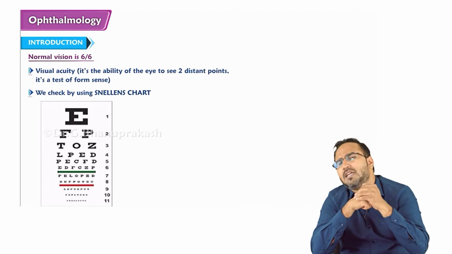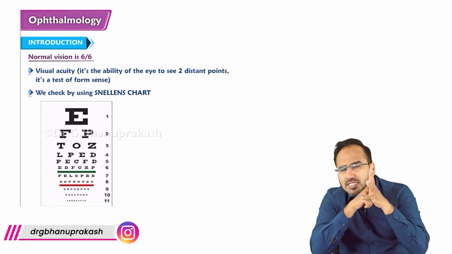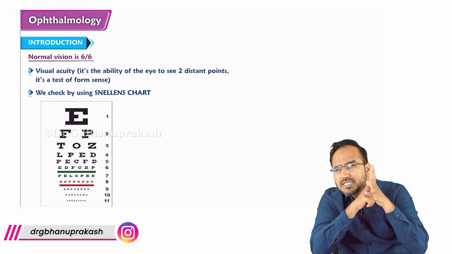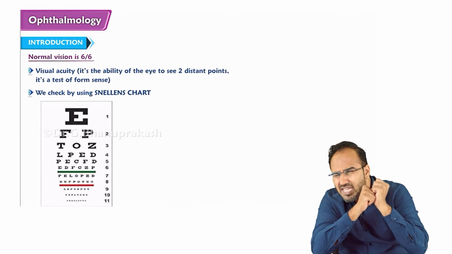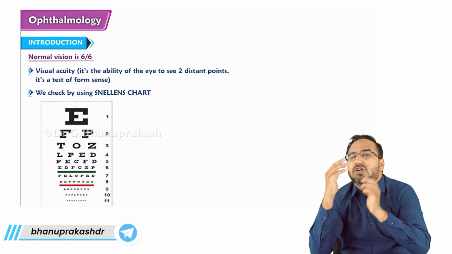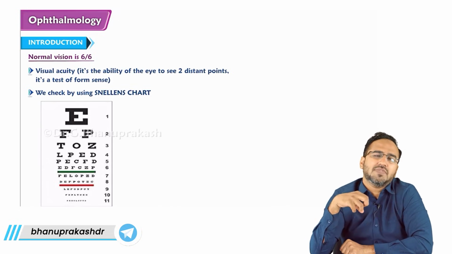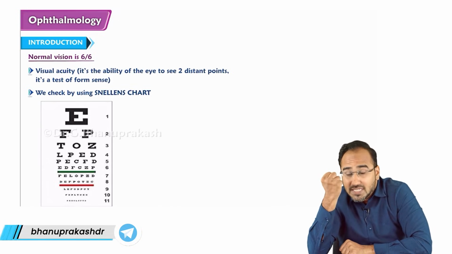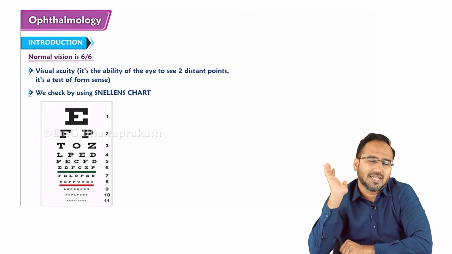Or sometimes the parent might tell that, doctor, my child is seeing the board, but he's finding it very difficult to read the letters. While reading the letters, he is half shutting his eyes. Yani ki, if the child is not able to see the letters, or while looking at far things he is half shutting his eyes, basically he's trying what? He's trying to put the light rays on the retina.